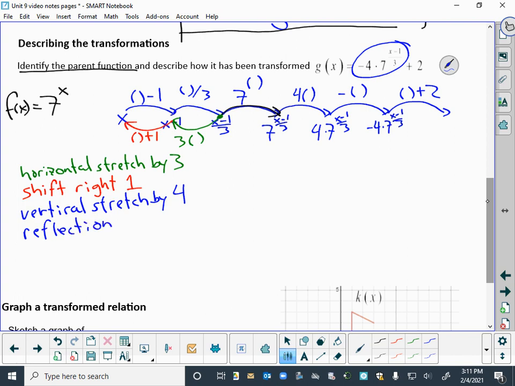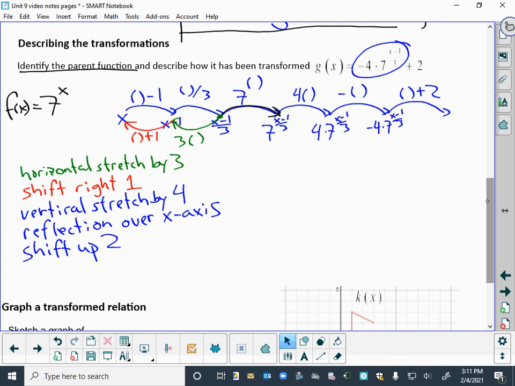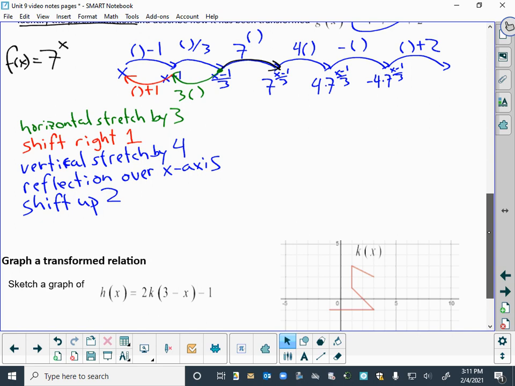This is a reflection that changes the vertical, so there must be a horizontal mirror. That's the x-axis. And then a shift up 2. Okay. So you're safe doing it this way. There are some other orders that would work here, but this one is absolutely correct. Okay. So 5 transformations were done to that parent function.